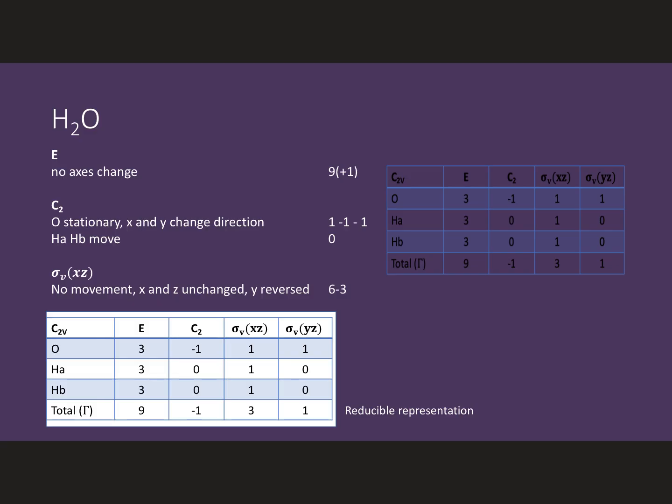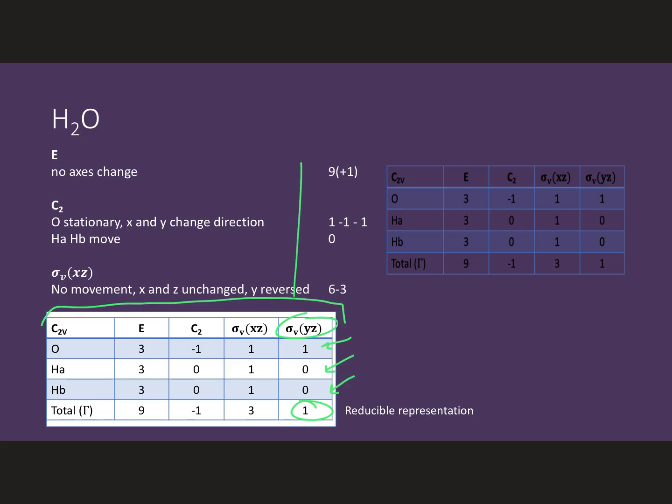And we could do this with the other sigma v as well. What we'd find is a 1, a 0, a 0, which gives us a total of 1. So this table down here is just another way to represent the same things that I'm showing up here.